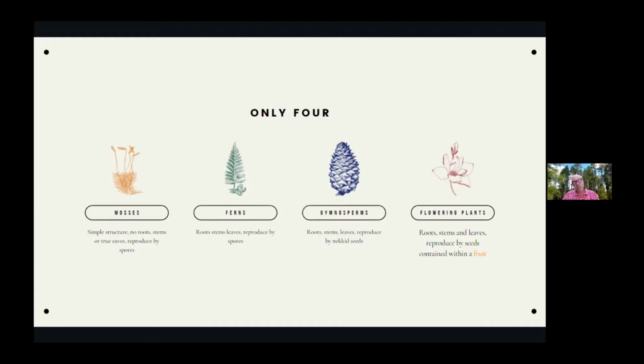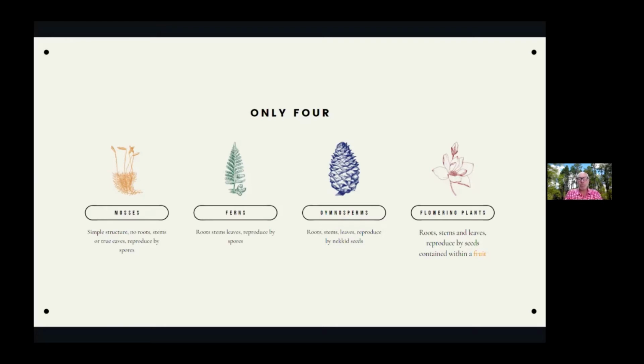Fast forward a couple million years as plants continue to adapt to life on land, and we end up with a group of plants, group number 3, which are the gymnosperms, and these are probably best known as the conifers. They have vascular tissue, roots and stems and leaves. A lot of times the leaves are needles. And they reproduce by seeds.